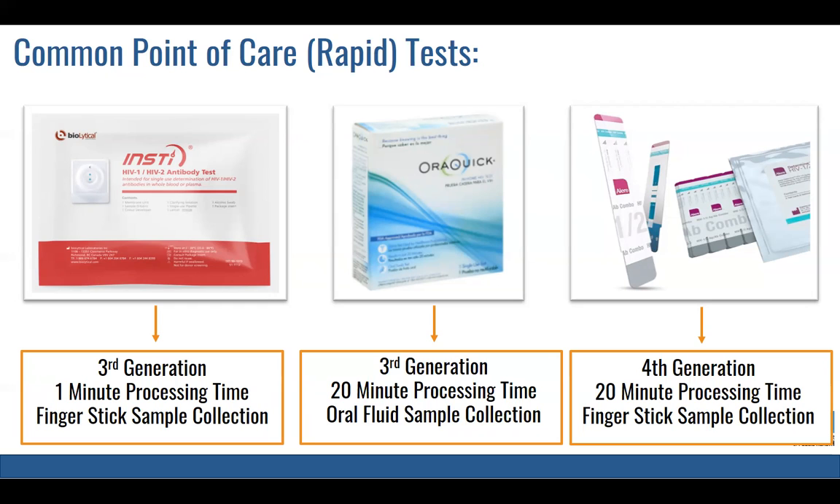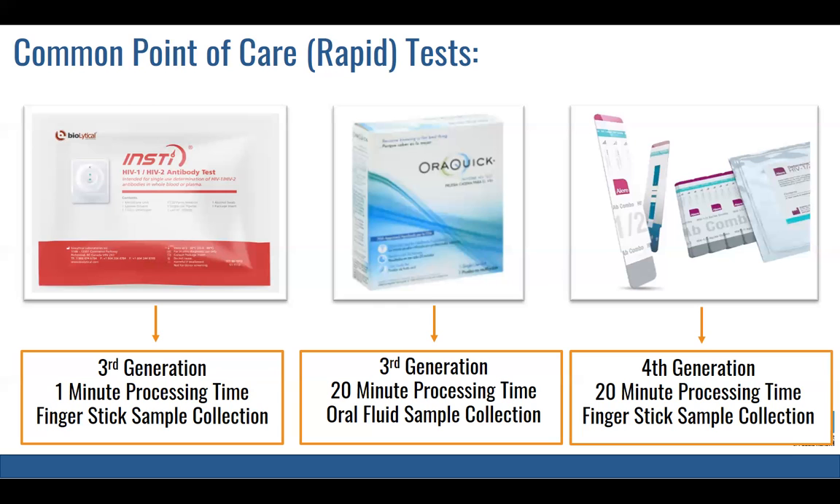So the third generation rapid point of care test is the INSTI HIV-1 HIV-2 antibody test that you see here at the left of your screen. This is a third generation test with a 1-minute processing time, and it utilizes a finger stick sample collection. Moving on to the center photo that you see on your slide there, this is the OraQuick oral fluid test for HIV. This is also a third generation test. This has a 20-minute processing time, and it's an oral fluid sample collection.